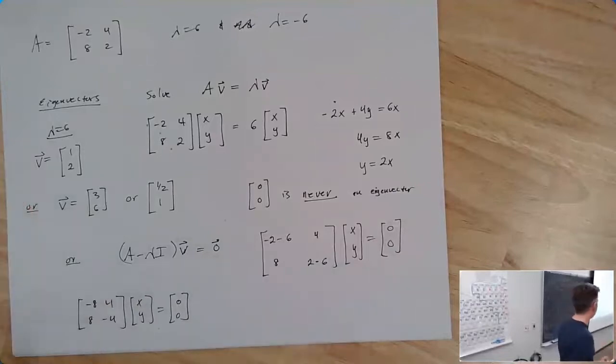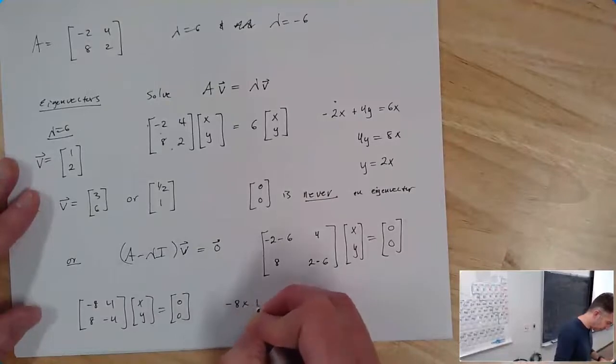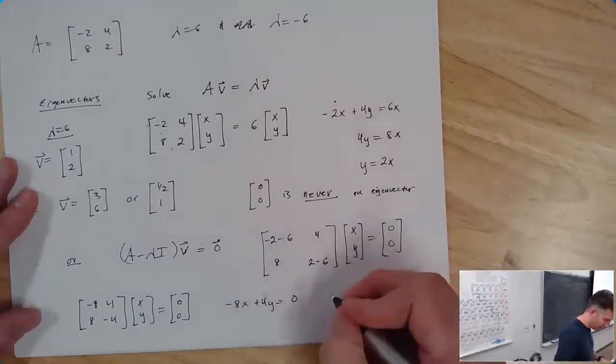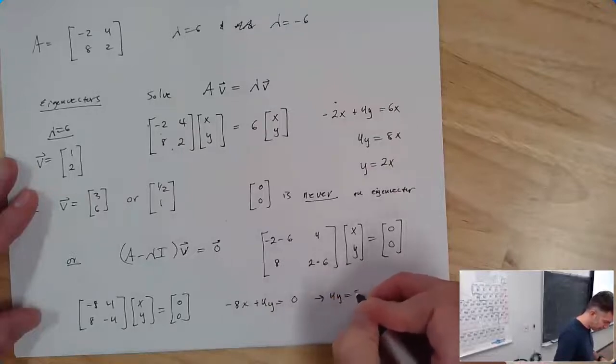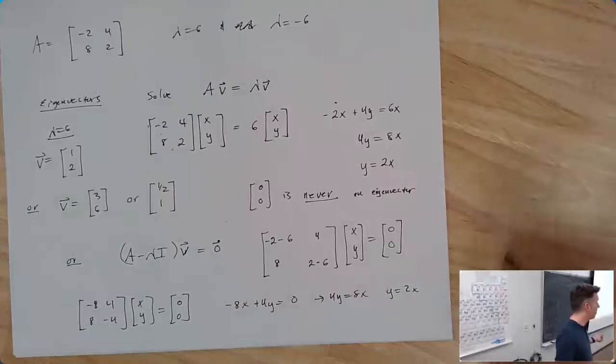And either way, we're going to get back to the same place we got to before. The first equation, -8x plus 4y equal to 0, leads me straight back to 4y equal to 8x, and then y equal to 2x. So doing it either way is totally fine. Do whatever is more comfortable for you.